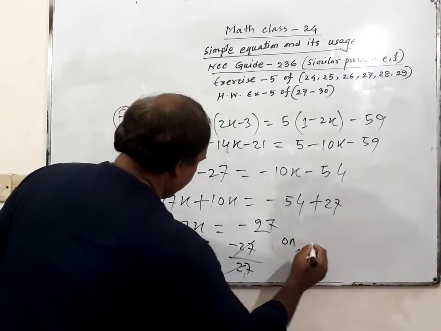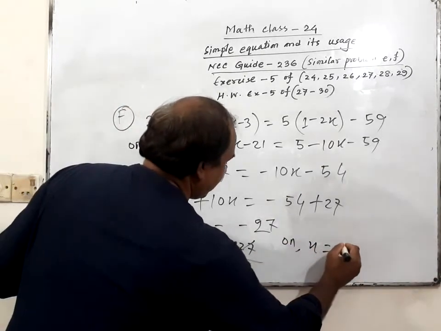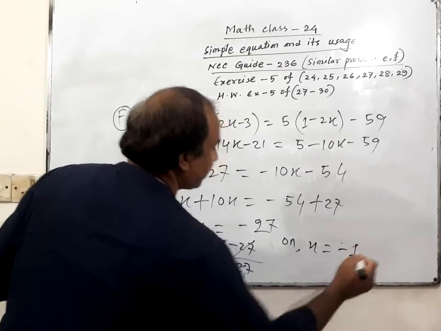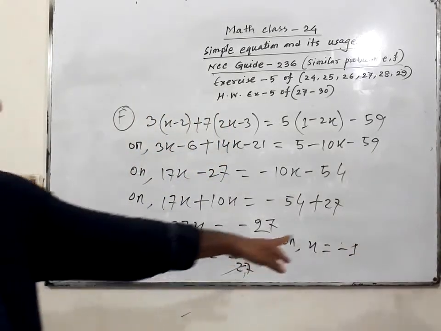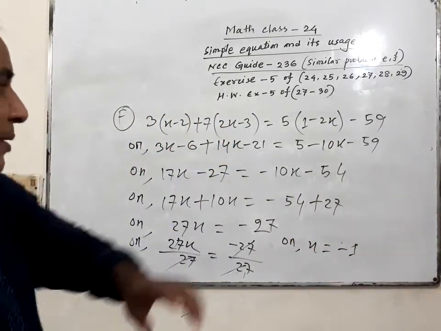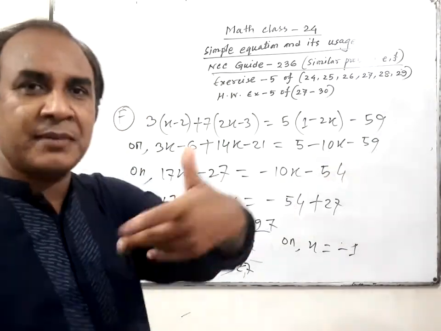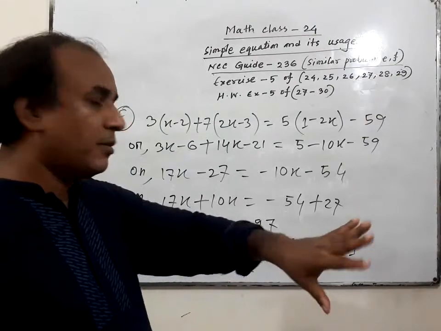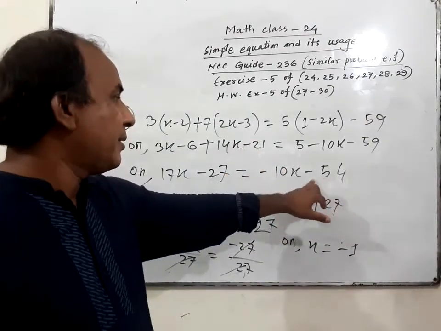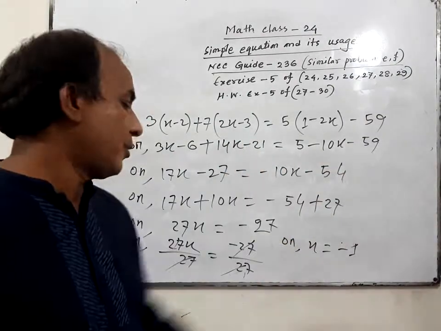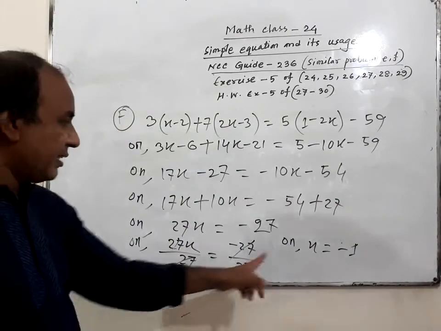So x is equal to -1. The result is x is equal to -1. Before, I had written 53 here, actually it is 54. It was my mistake. So now you have to make it correct, please. Write 54. Okay.